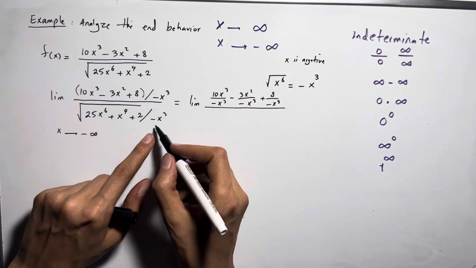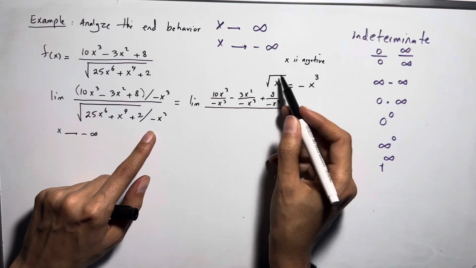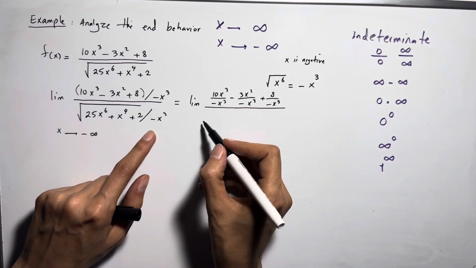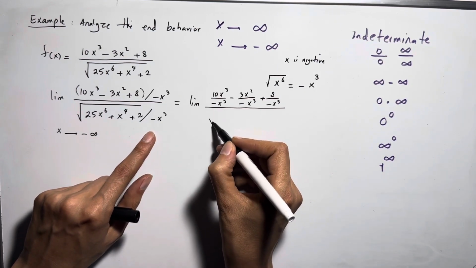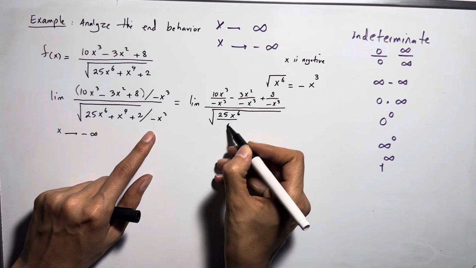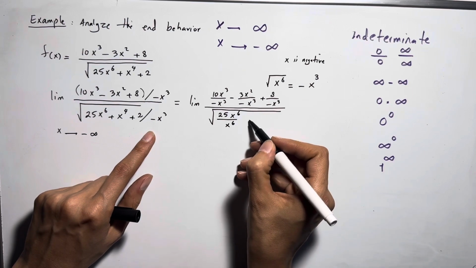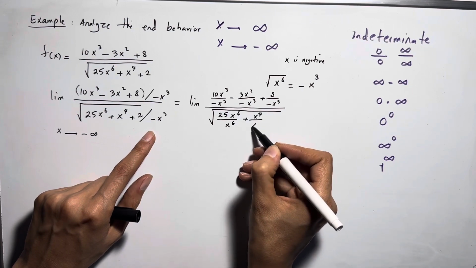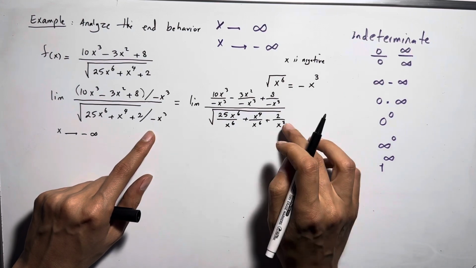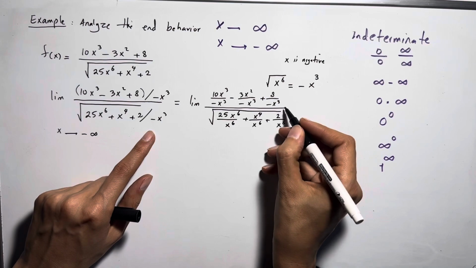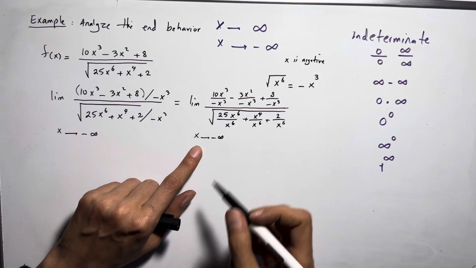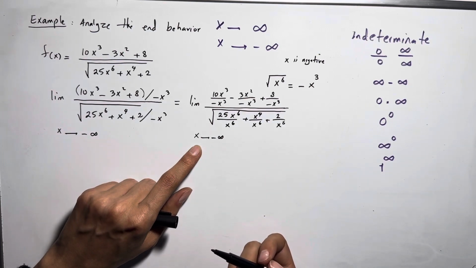Everything is divided by, and here now you can use the square root of x to power 6. So this becomes the square root of 25 x to power 6 divided by x to power 6 plus x to power 4 divided by x to power 6 plus 2 divided by x to power 6. And x goes to negative infinity. Very good. Now we're going to simplify the whole thing.